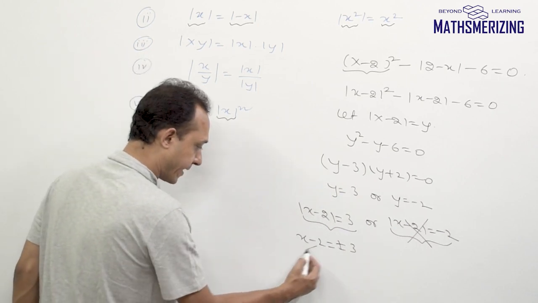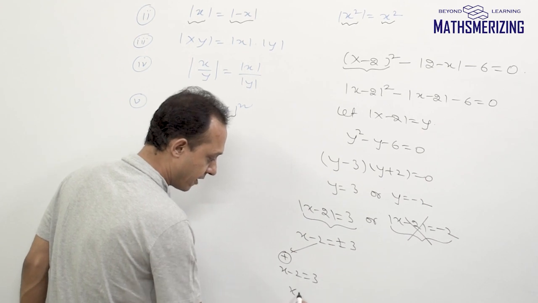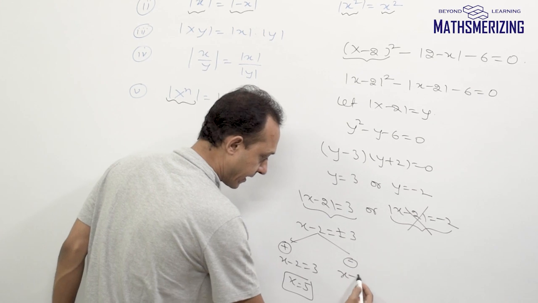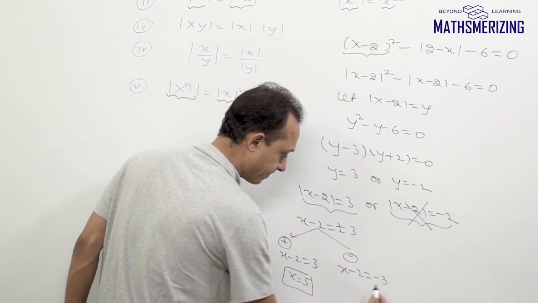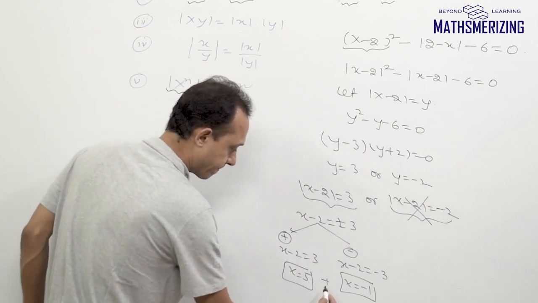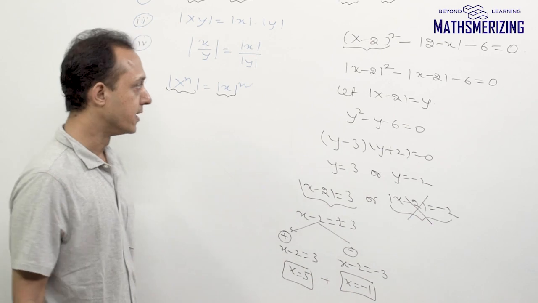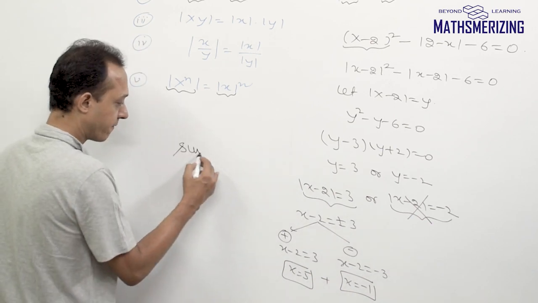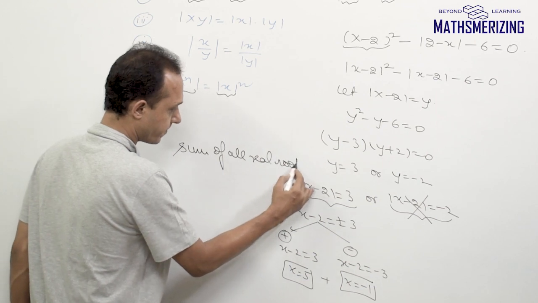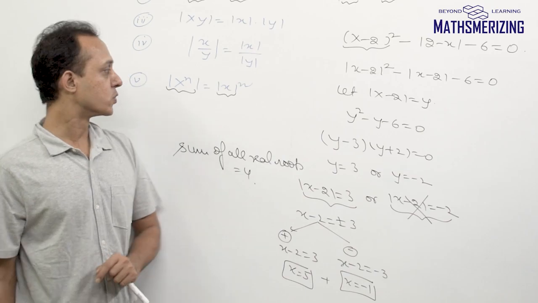So if I take the plus sign, I'll get x minus 2 equals 3, so the value of x will be 5. And if I take the minus sign, I can write x minus 2 as minus 3, so the value of x will be minus 1. Now the sum of all real roots of this equation is 5 minus 1, which is 4. So the sum of all real roots will be 4, and that is the answer to this question.